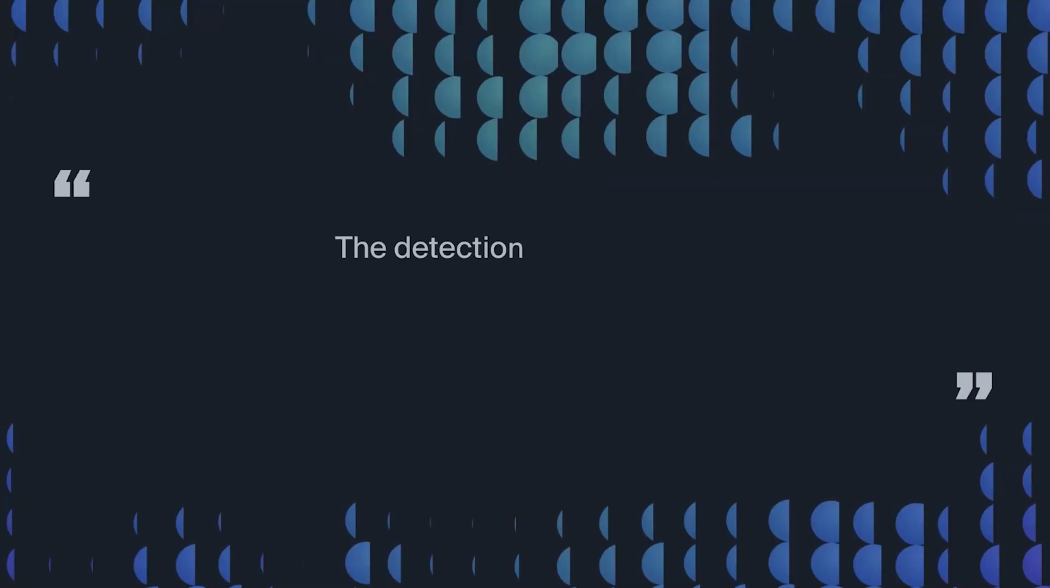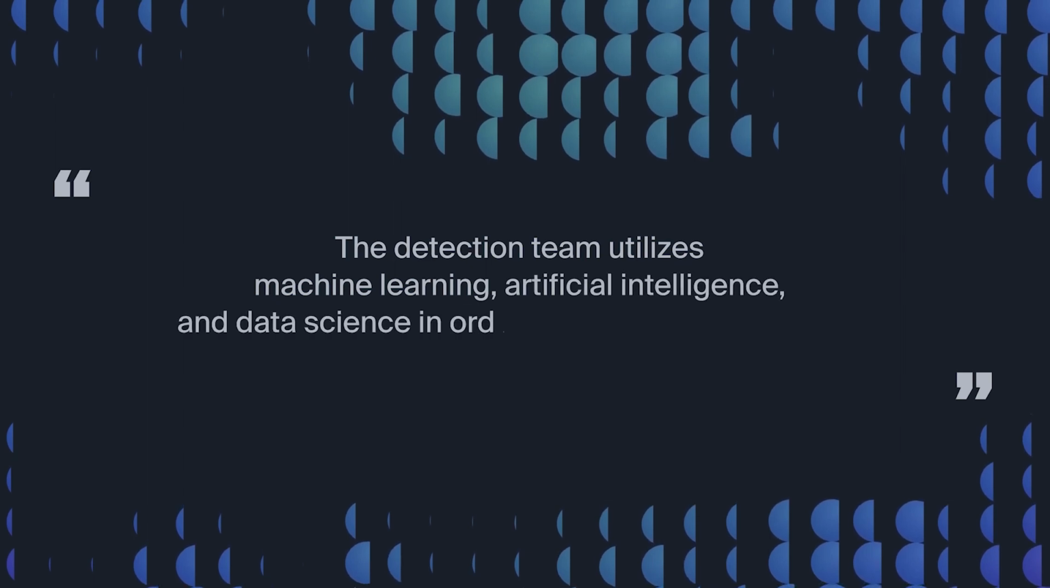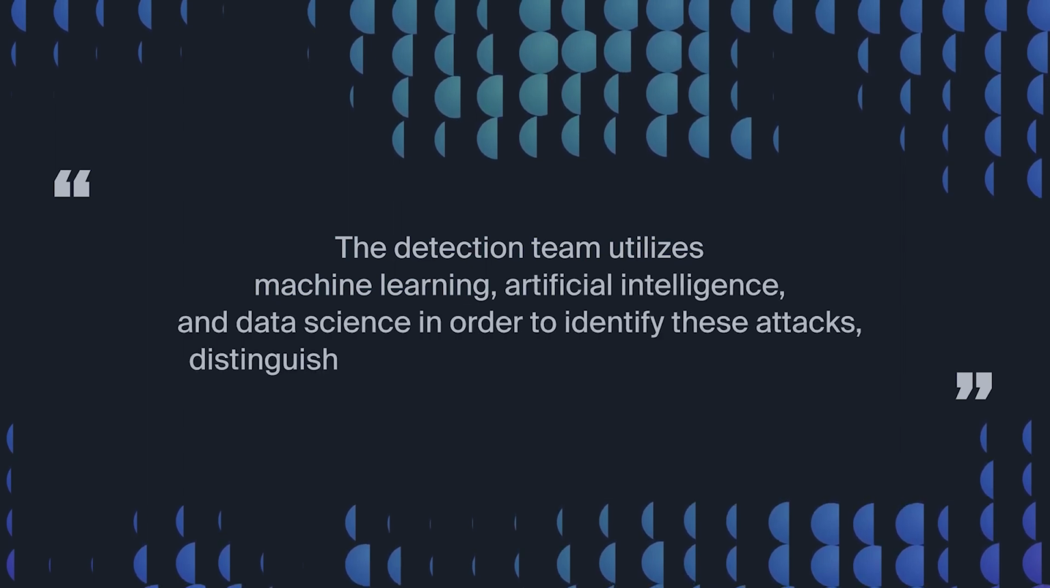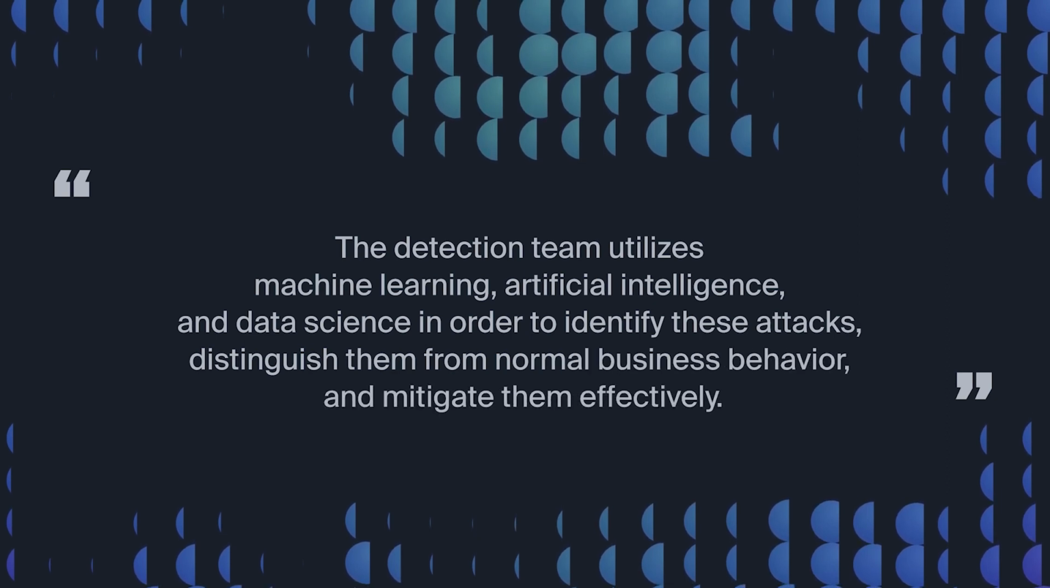The Abnormal Security product functions by detecting and mitigating these kinds of attacks. And the detection team utilizes machine learning, artificial intelligence, data science in order to identify these attacks, distinguish them from normal business behavior, and mitigate them effectively.